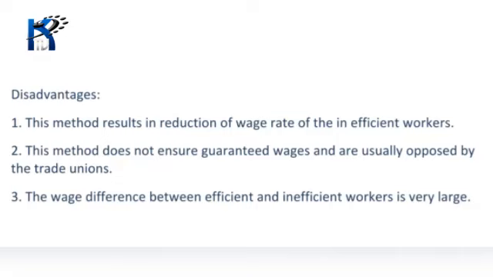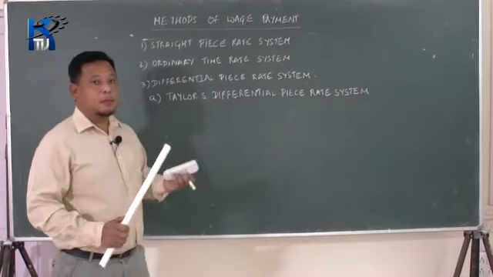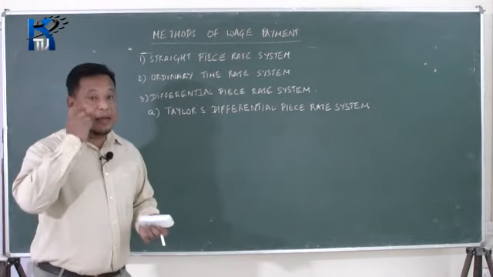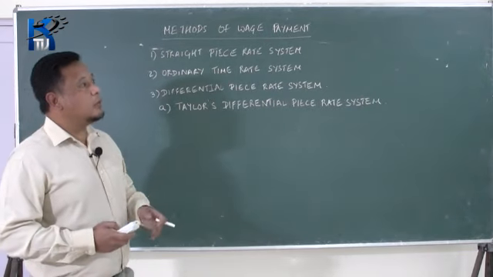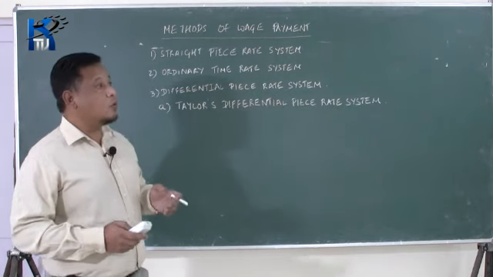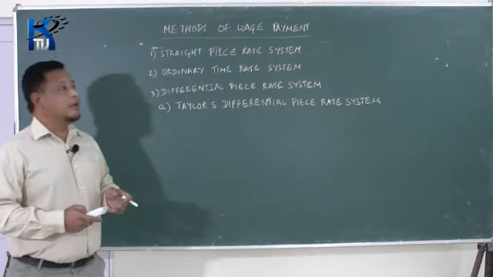Again, another disadvantage faced by this method is that there is no minimum guaranteed wage for the inefficient workers. That is why this method is mostly opposed by the trade unions. Again, the disadvantage of this system is that the wage rate difference between efficient workers and inefficient workers becomes very large. So these were the advantages and disadvantages of this system. So we will proceed to solving a question under this method.